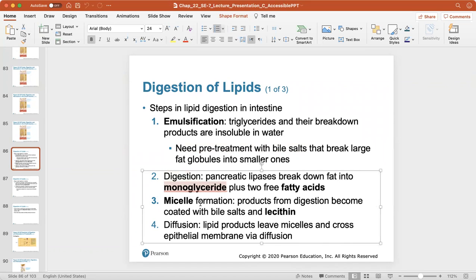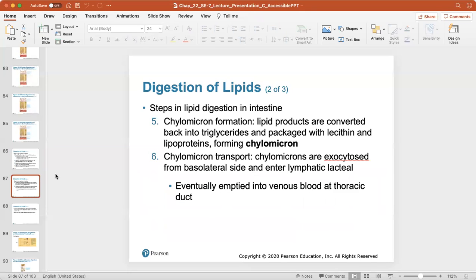Then a micelle is formed, not to be confused with a missile from a weapon. A micelle is formed, which means that products from the digestion become coated with bile salts and lecithin, and then the lipid products can diffuse. They leave the micelles and cross the epithelial membranes via diffusion.